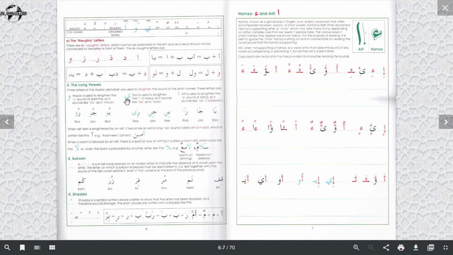Ya is used to lengthen the I sound of Kesra so it sounds like ee, as in knee.